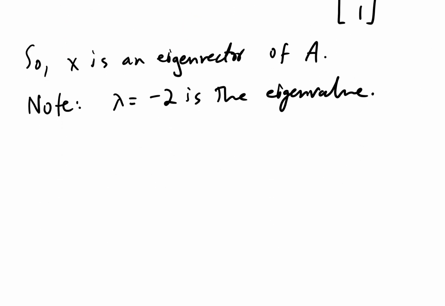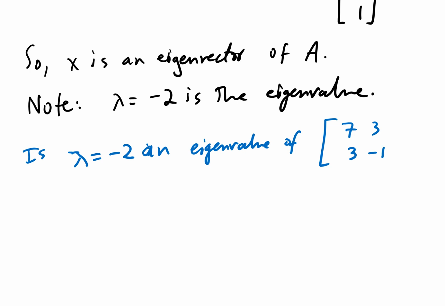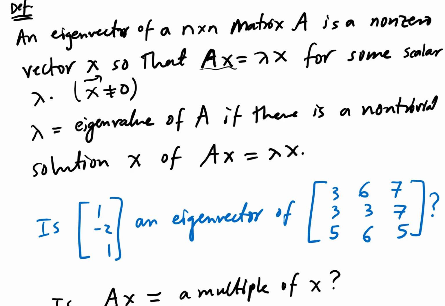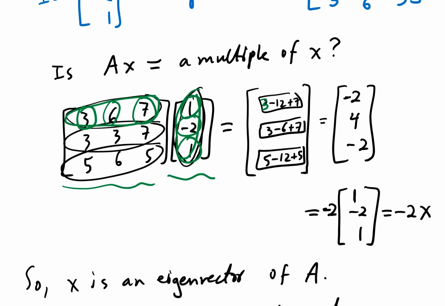Let's move on. How about if we are asked, is lambda equals negative 2 an eigenvalue of the matrix 7, 3, 3, negative 1? Okay, is this an eigenvalue? Well, remember how we defined the eigenvalue up here. We defined lambda to be an eigenvalue of a matrix A if there is a non-trivial solution x for this equation, Ax equals lambda x.